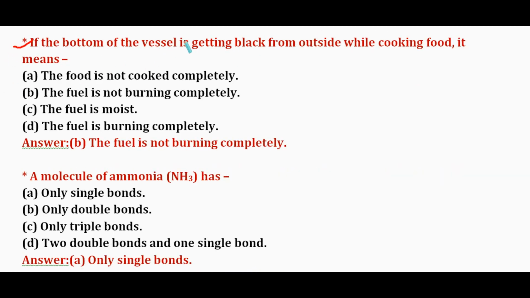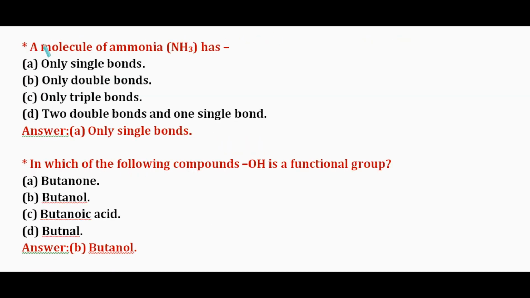If the bottom of a vessel is getting black from outside while cooking food, it means the food is not cooked completely, the fuel is not burning completely, the fuel is moist, the fuel is burning completely. The fuel is not burning completely, it is the correct option.